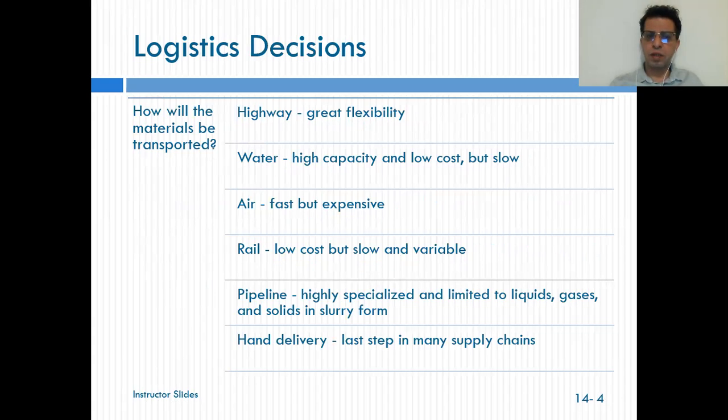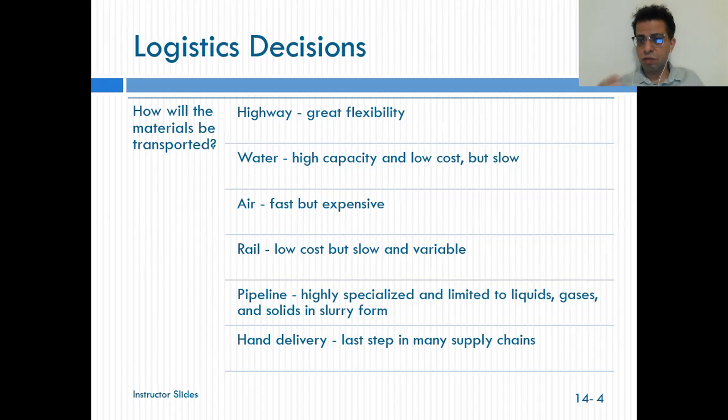How will the materials be transported? How do we make a decision when we do logistics? Usually it's a combination of these, according to the situation. You can use the highway, which gives you great flexibility. We can use water, high capacity and low cost, but it goes slower, 3 months. We can use air, very fast by planes, but expensive. We can use rail, low cost, but slow and variable.